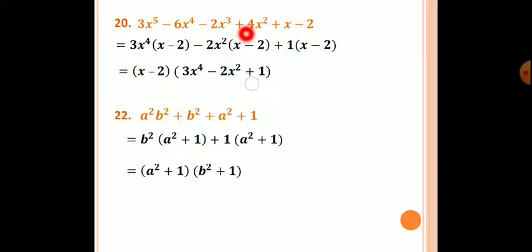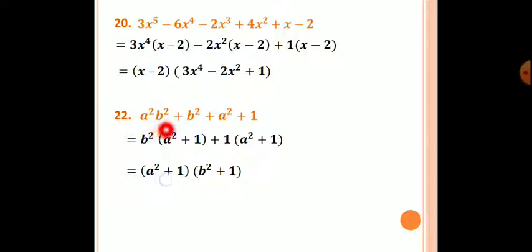From the third and the fourth terms, we can take minus 2x square common. So minus 2x square common, what is left is x, and from the fourth term, that is 4x square divided by minus 2x square, we have minus 2 left. From the last two terms, we can take plus 1 common, and there will be x minus 2. Now in all the three terms, we can see that x minus 2 is common. So one of the factors is x minus 2, and the other factor is 3x to the power 4 minus 2x square plus 1.